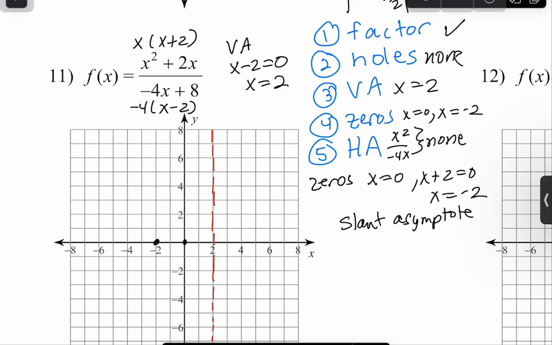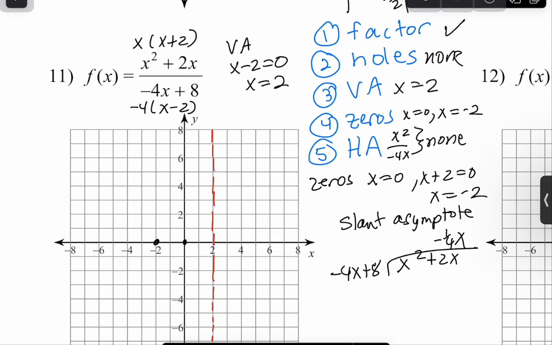Now, a slant asymptote is almost like you took a horizontal asymptote and you tilted it. And we will follow that instead. And how do you find it? Well, we're just going to take x squared plus 2x. We're going to divide it by negative 4x plus 8. And we're not going to care about our denominator. So what times negative 4x would give us x squared? Well, that is negative 1/4 x. And I'm going to show you another little trick to find the slant asymptote in a minute.